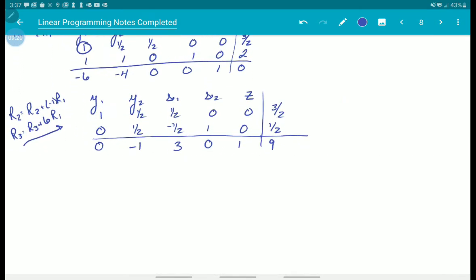So let's go through the process again since we have a negative here. We're going to have 1/2 divided by 1/2, which is 1. 3/2 divided by 1/2 is 3. We are pivoting here. Turn that into a 1 by replacing row 2 with 2 times row 2.